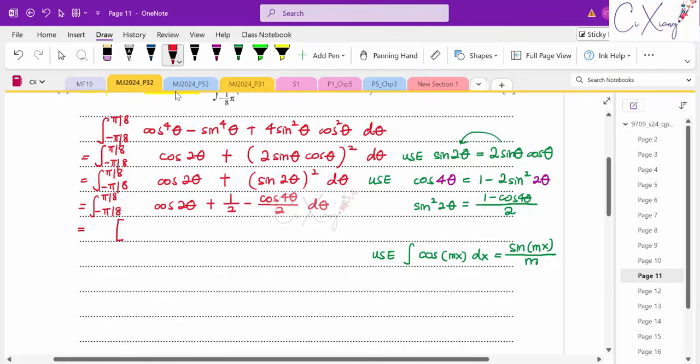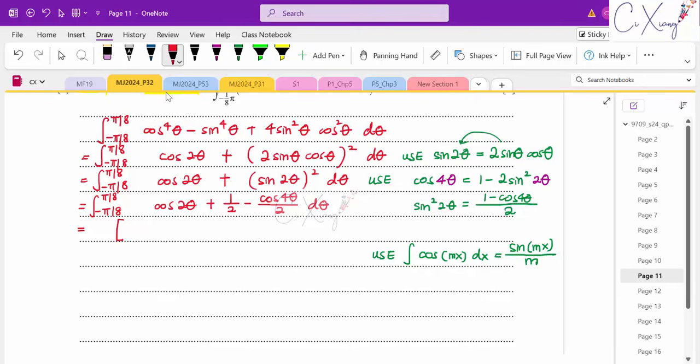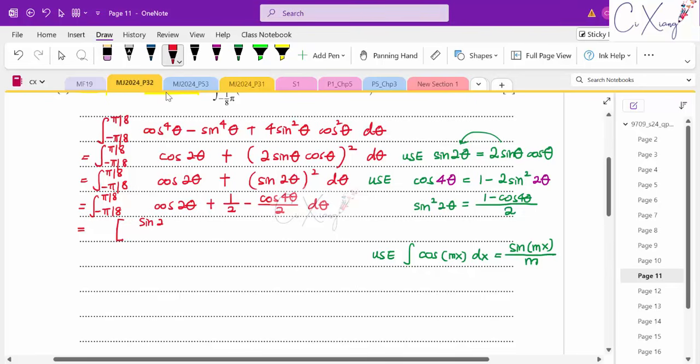So I'm having cos 2 theta. When you integrate cos, you will get a sine. So you have sine 2 theta divided by 2, because differentiating 2 theta gives a 2. Half is a constant, so when you integrate, you will get directly half theta. Then I take out the 1 over 2 first. Integrate cos 4 theta, you get sine 4 theta. Differentiate the 4 theta, you get a 4, so you have to divide by a 4.